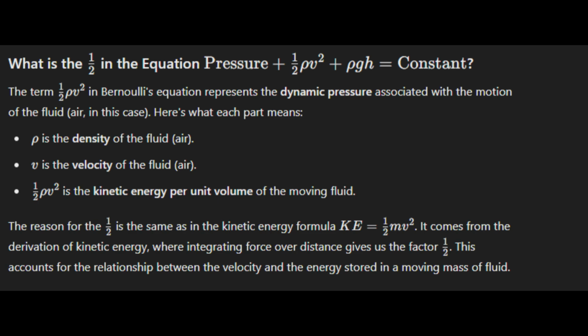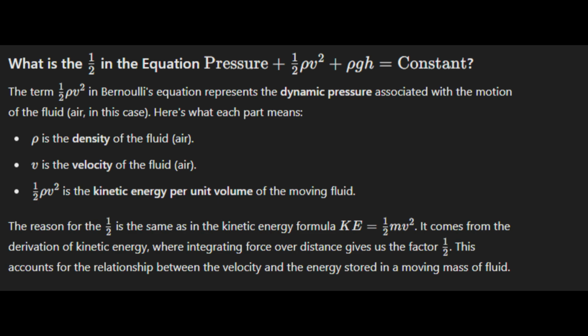What is the 1/2 in the equation pressure plus 1/2 times rho times v squared plus rho times g times h equals constant? The term 1/2 times rho times v squared in Bernoulli's equation represents the dynamic pressure associated with the motion of the fluid, air, in this case. Here's what each part means. Rho is the density of the fluid, air. V is the velocity of the fluid, air.